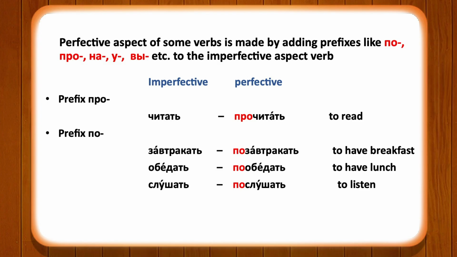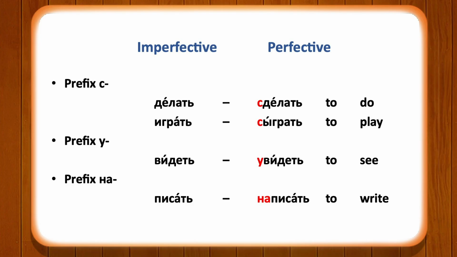See some more verbs with different prefixes. Let us learn the verb jielach. Jielach is an imperfective verb which means to do. Jielach has a perfective aspect which is formed by adding a prefix s. So, jielach, the perfective aspect will be zjielach. Here the prefix s is added to the imperfective to form the perfective aspect. Zjielach is the perfective verb.